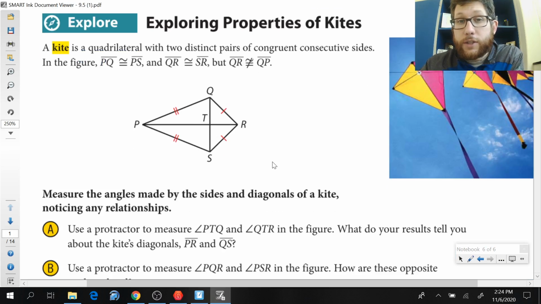A kite is a shape with two sets of congruent sides but that are non-opposite sides, or two distinct pairs of congruent consecutive sides. And again, consecutive meaning that they're next to each other. So here we see QR and SR being congruent and PQ and SP being congruent, but those not being the same size. All right, and it makes, well, a kite shape. Now, a kite is a little bit unique. It doesn't have any parallel lines, and it has a lot of weird properties.